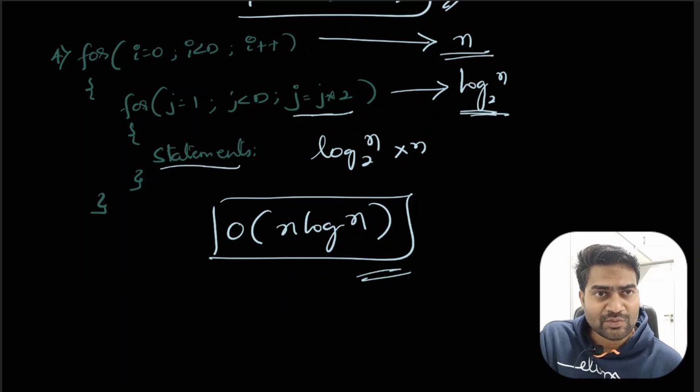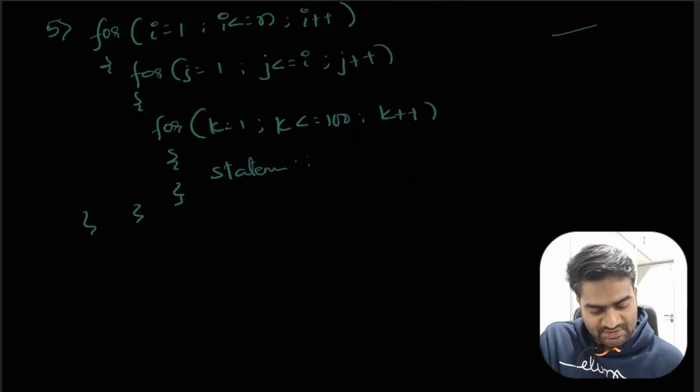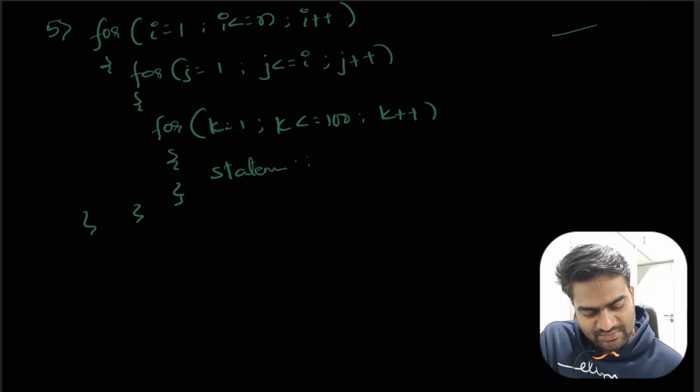Okay, let us look into one more example now. So this is our fifth example. Here there are basically three for loops. The first loop runs from 1 to n, but the second loop runs from 1 until j is less than or equal to i. What it means, if i is 1, then it runs only one time. If i is 2, then the second loop runs 2 times. If i is 3, the second loop runs for 3 times, and so on till n.